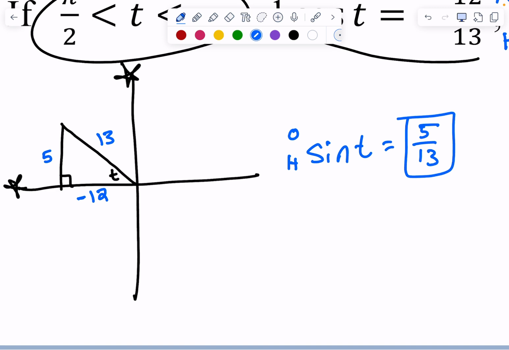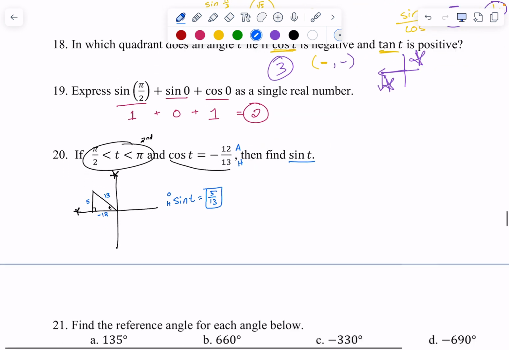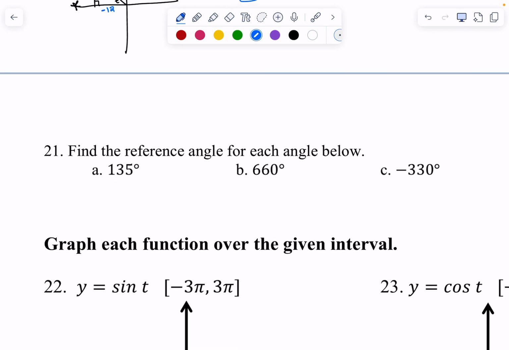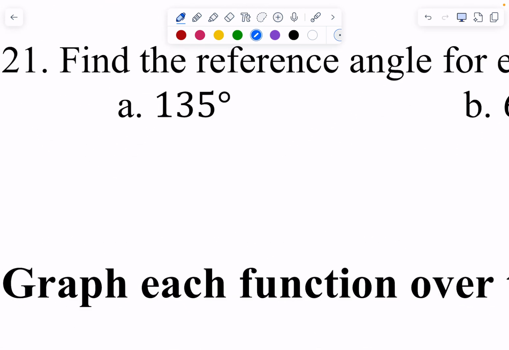Okay, beautiful. Do these kind of ring a bell a little bit? Okay, reference angles. Let's do A together and let's see what we get. Reference angle. I'm going to draw a picture of where this guy lives. 135, where does he live? He lives in the second quadrant. Okay, so like this is 135 degrees.